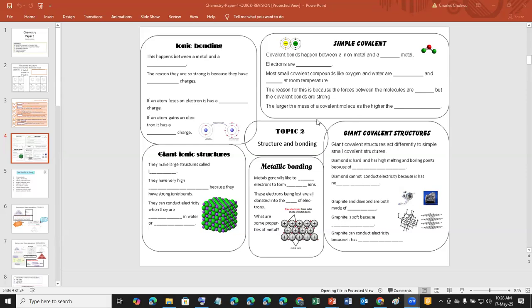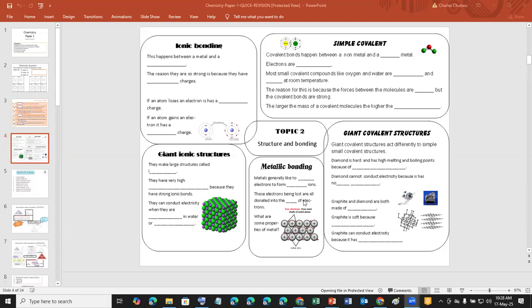The main thing you need to remember is the difference between ionic bonds and covalent bonds: in ionic, one is a total donor, if you like. One is giving and the other one is receiving.